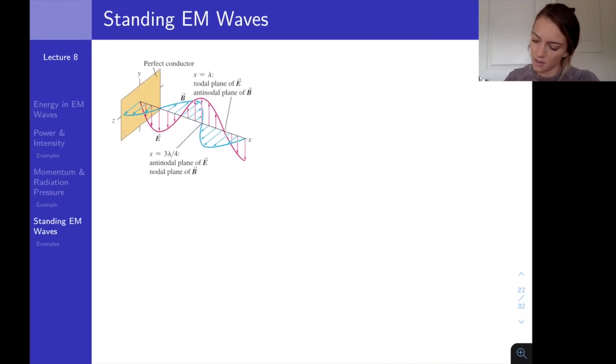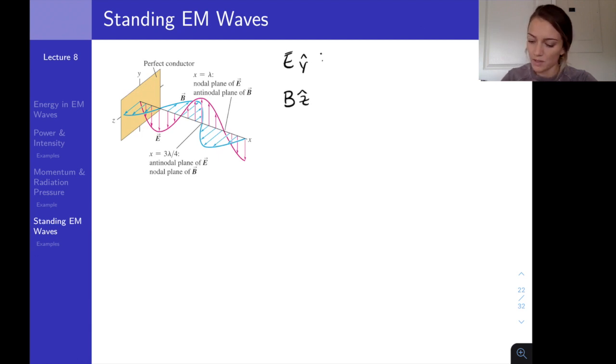And this is because our electric field, we can see, is in the y hat direction. This wave is pointing in the y hat direction or the negative y hat direction, it doesn't matter for now. And then our magnetic field is in the z hat direction. The reason that the magnetic field is non-zero at the conductor and the electric field is zero is because the electric and magnetic field interact differently with the conductor. They're called boundary conditions. So they have different boundary conditions when they meet a conductor.